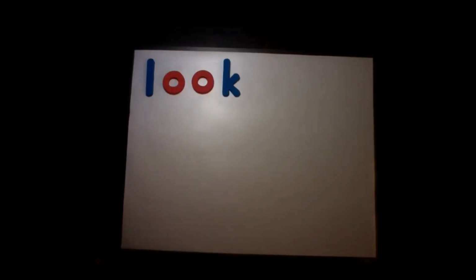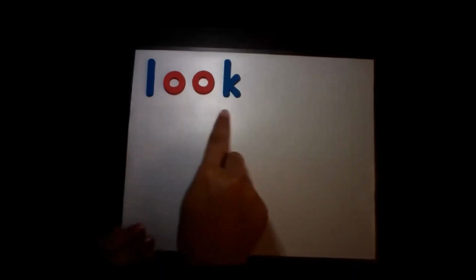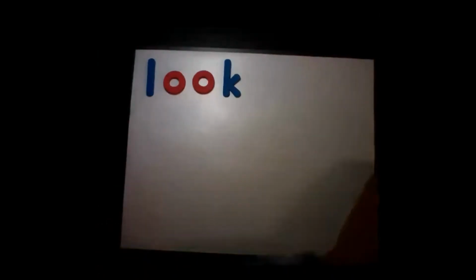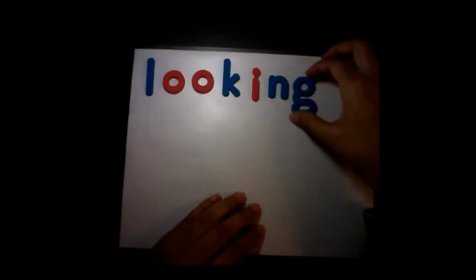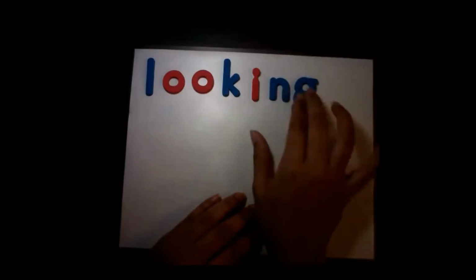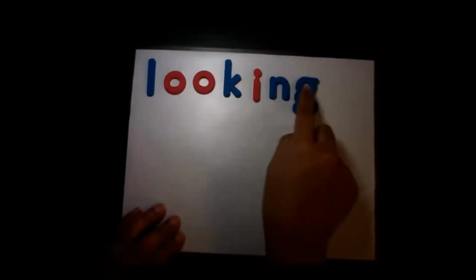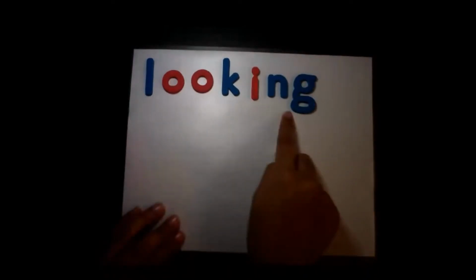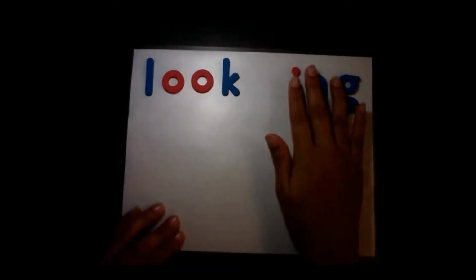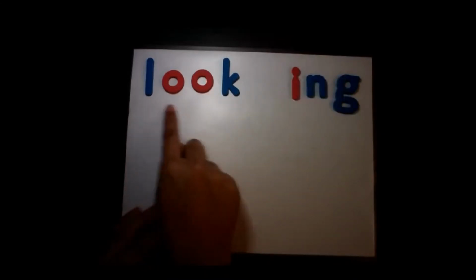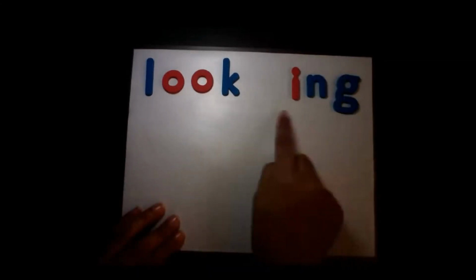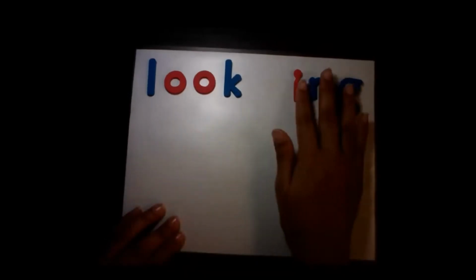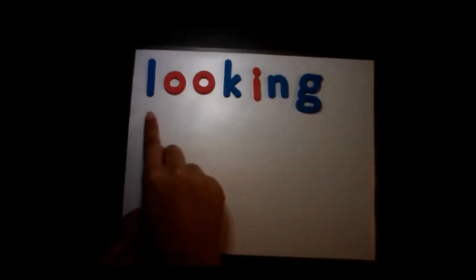Okay, readers, I have a word here. Do you know what it is? Look. But what if I add some more letters? Now it becomes a longer word. Can you read this word? Look, ing. That's right. Break it apart. Look, ing. You know ing, you know look. So when you put it together, you have looking. Great job.